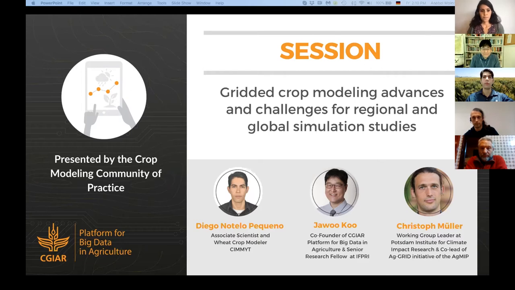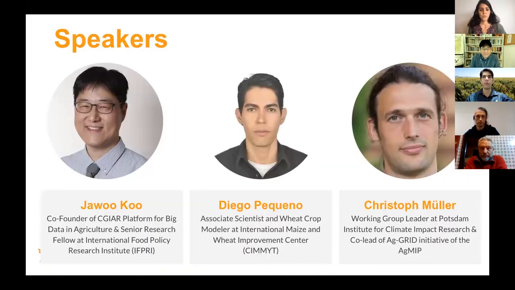So I'm very happy to present our speakers today. We have Jawoo Ku, who is the co-founder of the CGIAR Platform for Big Data in Agriculture and a Senior Research Fellow at IFPRI. We also have Diego Pequeno, who is an Associate Scientist and Wheat Crop Modeler at CIMMYT, and Christoph Müller, who is a Working Group Leader at the Potsdam Institute for Climate Impact Research, and he's also co-leading the AgGrid initiative of the AgMIP platform.